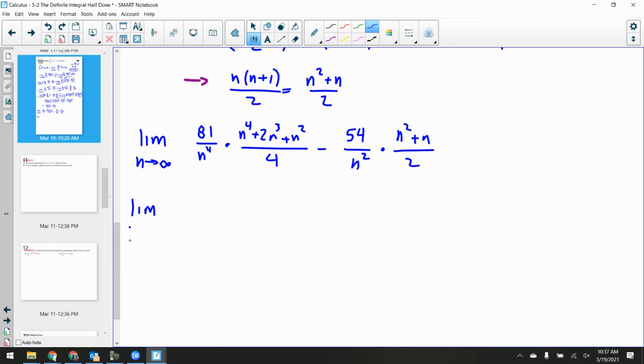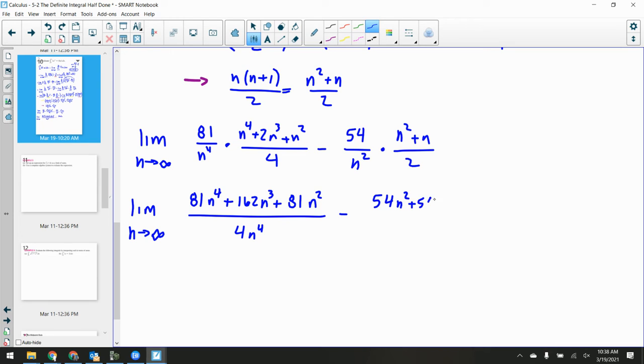So the limit as n goes to infinity of 81n to the 4th plus 162n to the 3rd plus 81n squared, all divided by 4n to the 4th. I just multiplied my two fractions together. Minus 54n squared plus 54n all over 2n squared.